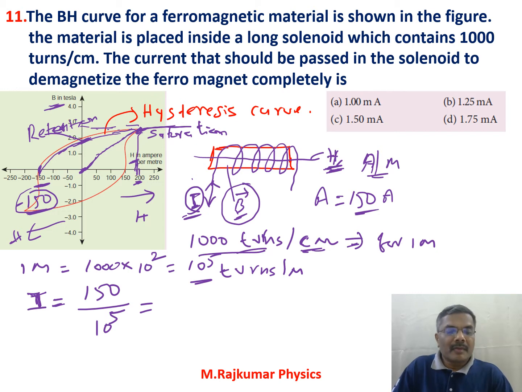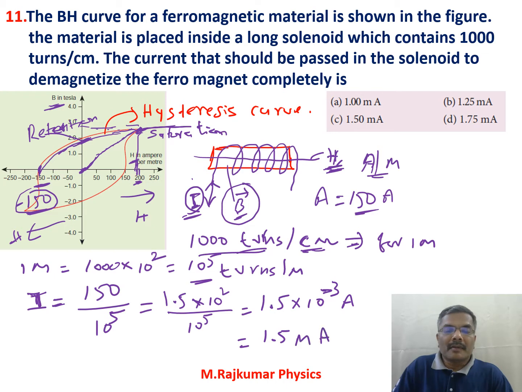If I simplify, 150 I can write as 1.5 into 10 power 2, divided by 10 power 5. So 10 power 2 divided by 10 power 5 becomes 10 power minus 3. So it will be 1.5 into 10 power minus 3 amperes, which is 1.5 milliamperes. If I see the options, option C is the right answer.